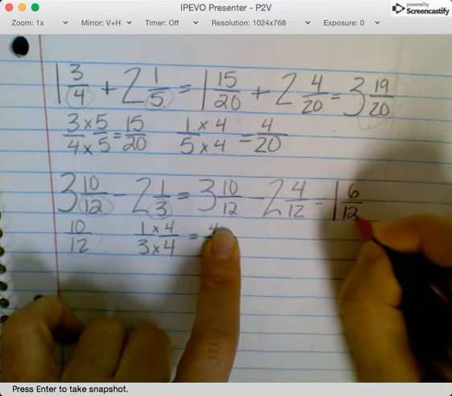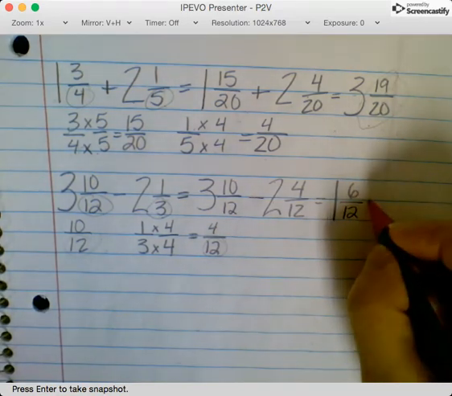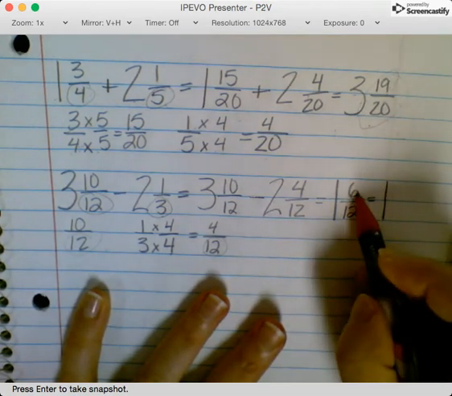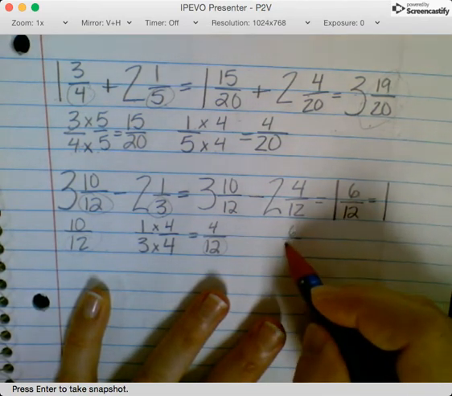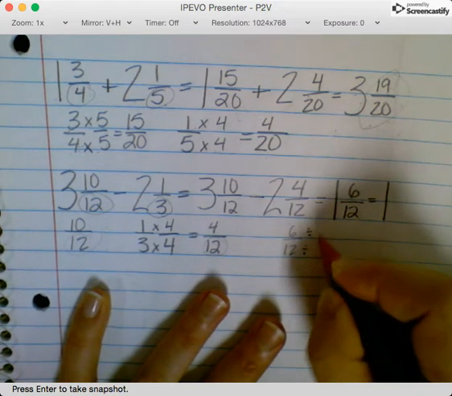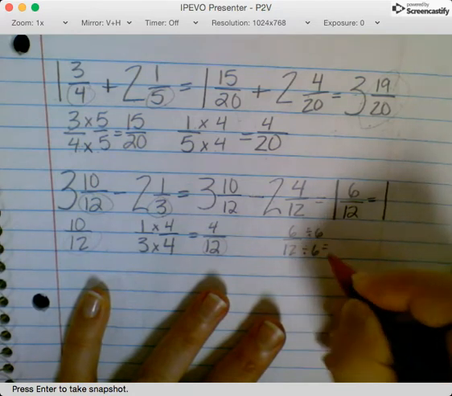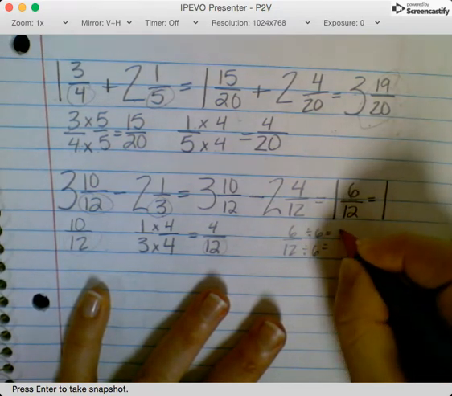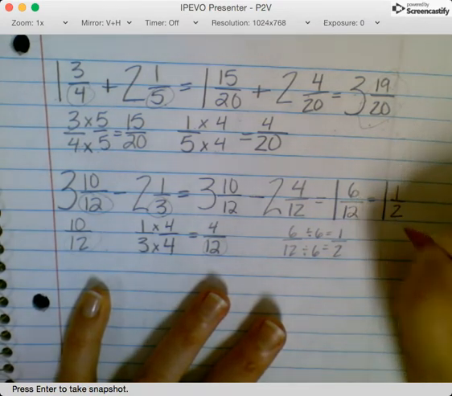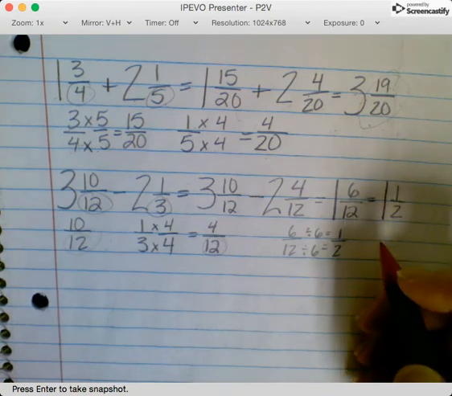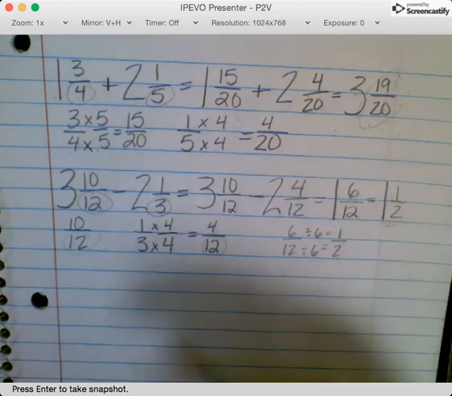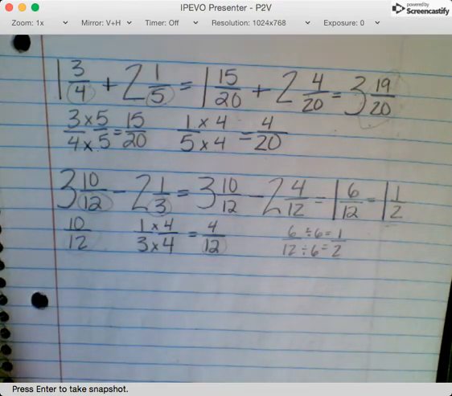So it's 6/12. And then if I follow the steps to reduce, the 1 would stay the same, but 6 and 12 can be reduced if I divide 6 and 12 both by 6. I would get 1/2. Okay, and you'll have to watch some of my other videos to recall how we did that, or just ask me. Okay, so those are just a couple of examples of how you would add or subtract mixed numbers.